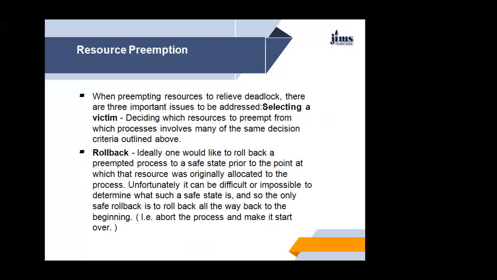Now resource preemption. When preempting resources to relieve deadlock, there are three important issues to be addressed. Selecting a victim: deciding which resources to preempt from which process. Rollback: ideally one would like to roll back a preempted resource to a safe state prior to the point at which that resource was originally allocated to the process. Unfortunately, it can be difficult or impossible to determine what such a safe state is, and so the only safe rollback is to roll all the way back to the beginning.